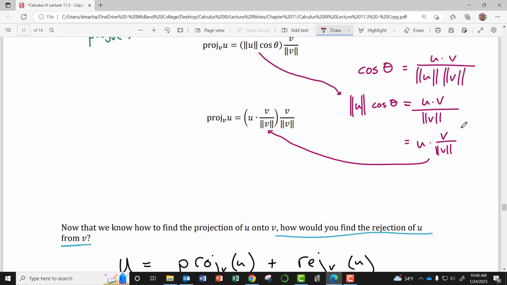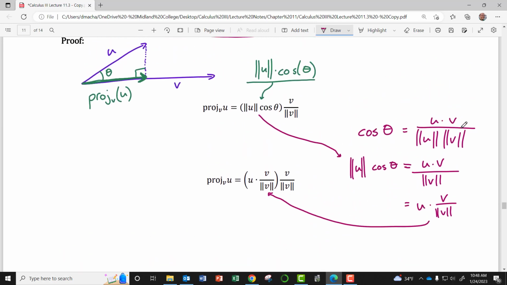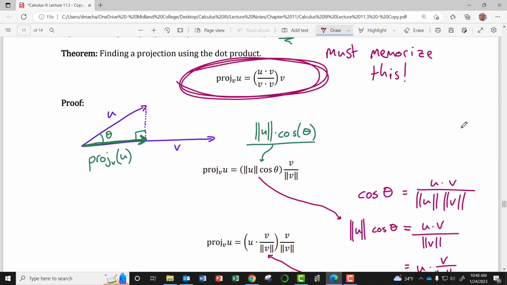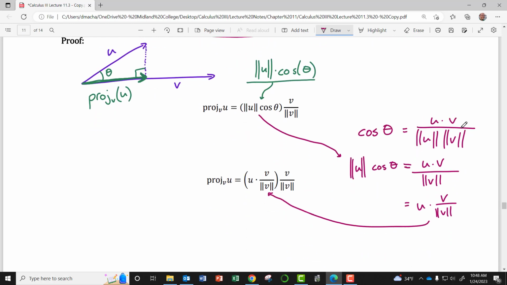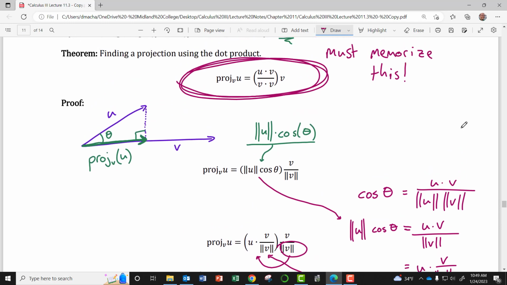Okay? Now, finally, to get to our formula for this projection, all I have to recognize is that if I move this inside the parentheses, well, norm of v times the norm of v is just the norm of v squared, and it's a property of the dot product that this is just v dot v. Okay? And so that is how I end up with this v dot v in the denominator here, and that is how we end up with this formula for the projection of the vector u onto v.